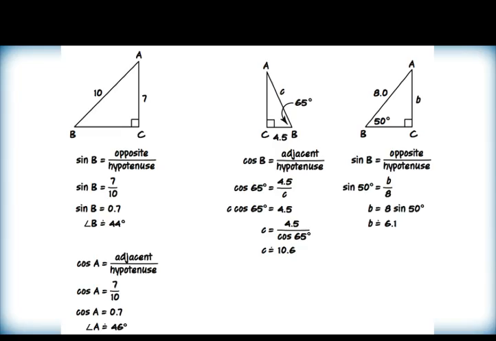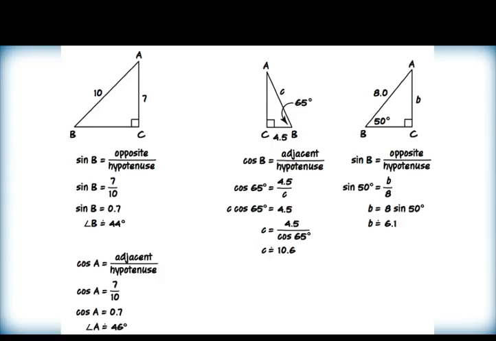In these three different examples, you can see how the sine and the cosine ratios can be applied in different ways. In the question on the left, you need to use the sine ratio to find angle B, and the cosine ratio could be used to find angle A. So cosine and sine ratios can be used in the same question to find different parts of that right triangle. It depends on if you need to use the opposite or the adjacent side.